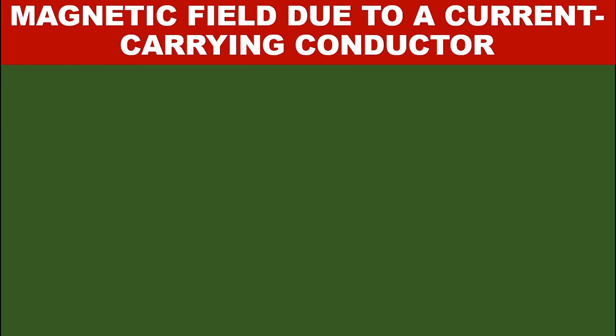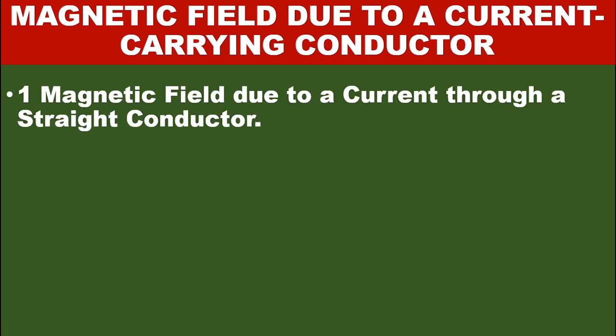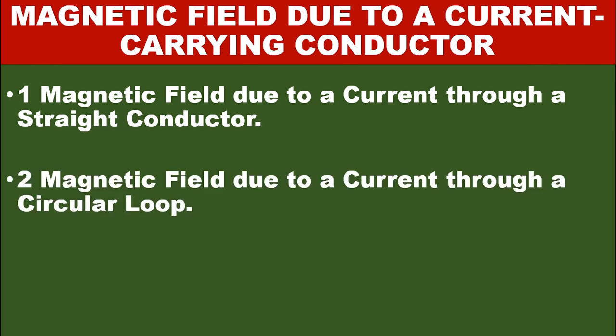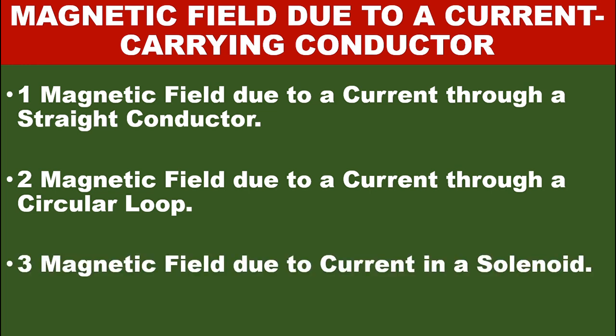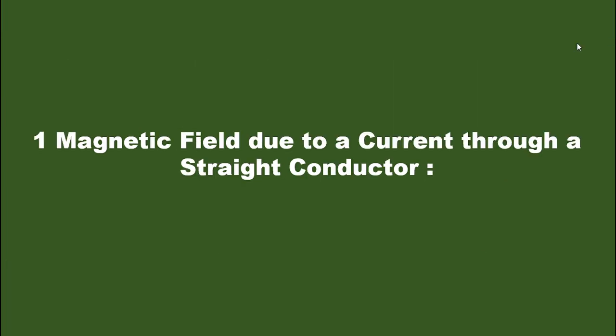Now we study the magnetic field due to a current carrying conductor. In this video, first of all, we discuss the magnetic field due to current through a straight conductor. In my next video, you will see the magnetic field due to a current through a circular loop, and then the magnetic field due to a current in a solenoid.